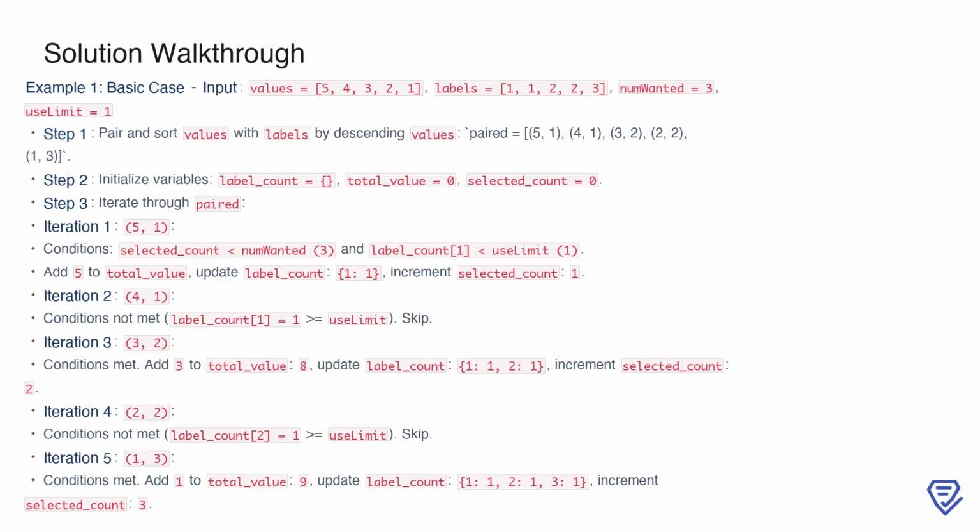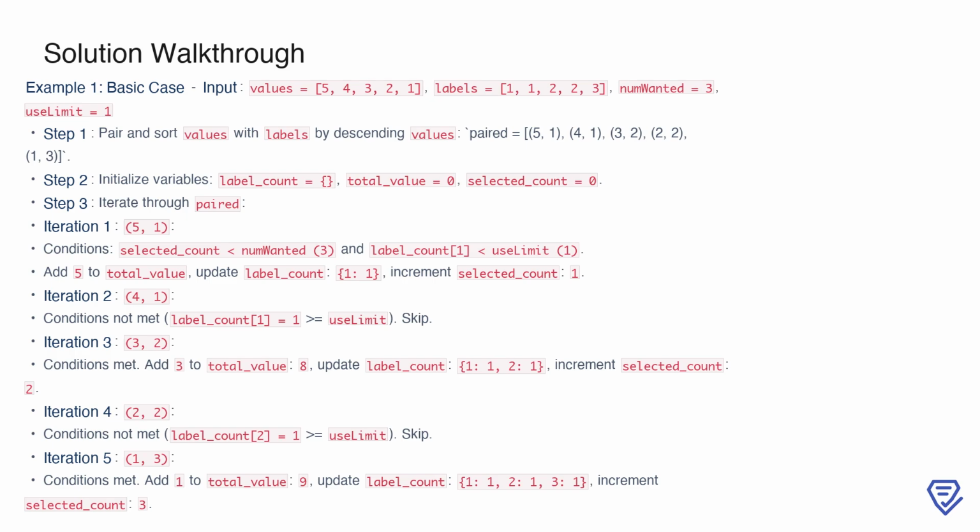Next, we initialize a dictionary called label_count to keep track of how many times each label has been used, a variable total_value to store the sum of selected values, and selected_count to count the number of items chosen. Now, we iterate over each pair in the sorted list.